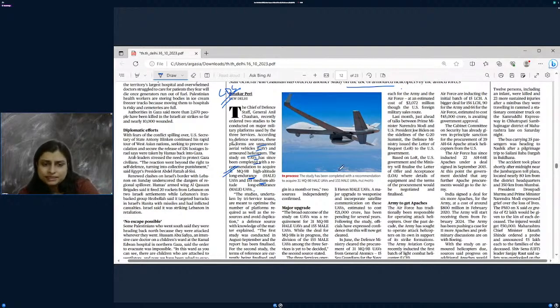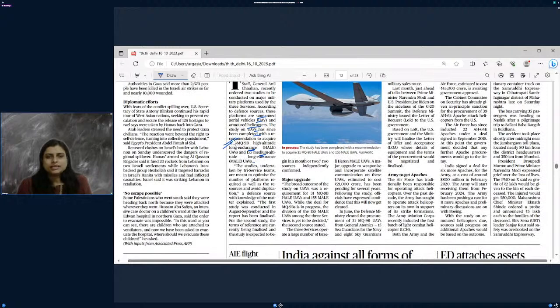The study is undertaken by tri-service teams and meant to optimize the number of platforms required as well as the resources to avoid duplication. And this is told by a defense source. The first study was conducted this month. For the second study, the terms of reference are currently being finalized and the study is expected to begin in a month or two. What are the major upgrades that are coming?